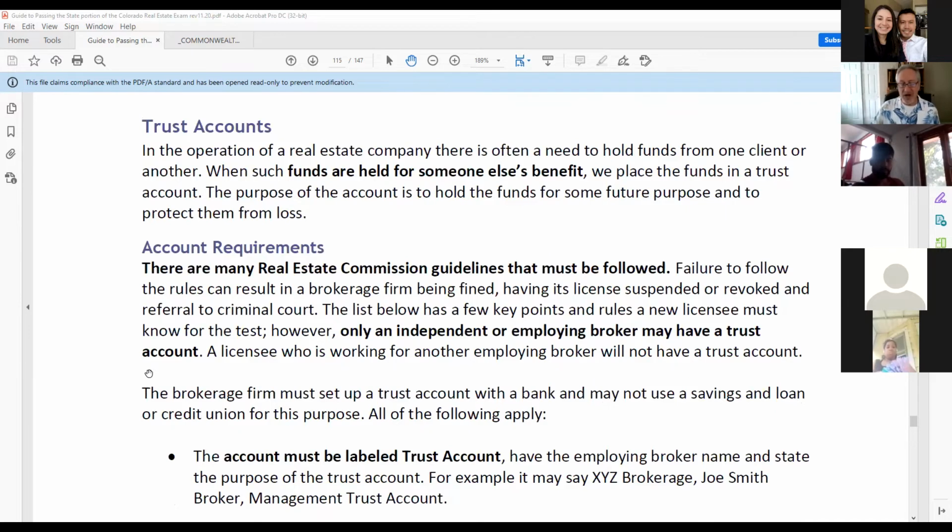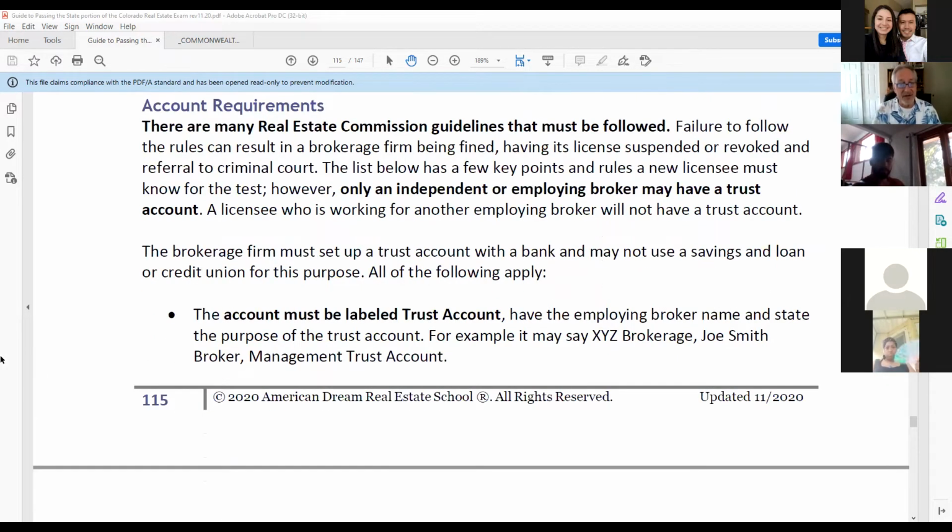Trust accounts. So we're going to talk about trust accounts. What's a trust account? It's a separate account that is established to hold funds for someone else's benefit, on someone else's behalf, for some future purpose. There are some requirements, and this does get technical in here. Make sure you get these. There are guidelines you have to follow. First off, only an independent or employing broker may have a trust account. So right off the bat, you get licensed. Do you need to go out and get a trust account? No, in fact, you're not allowed to.